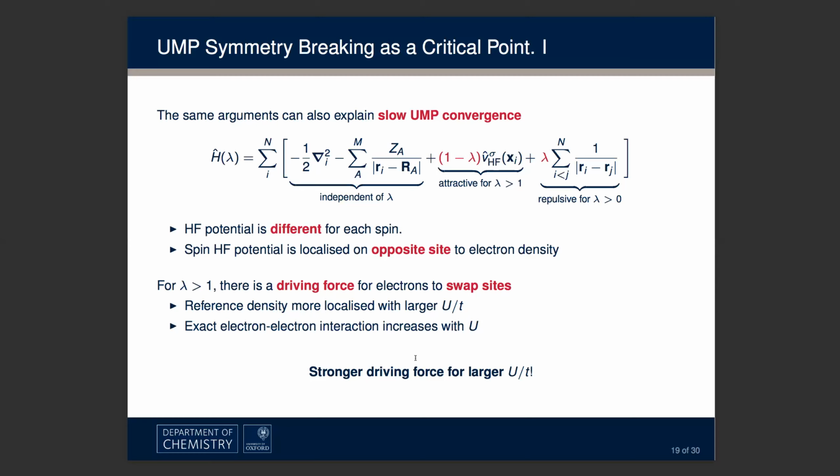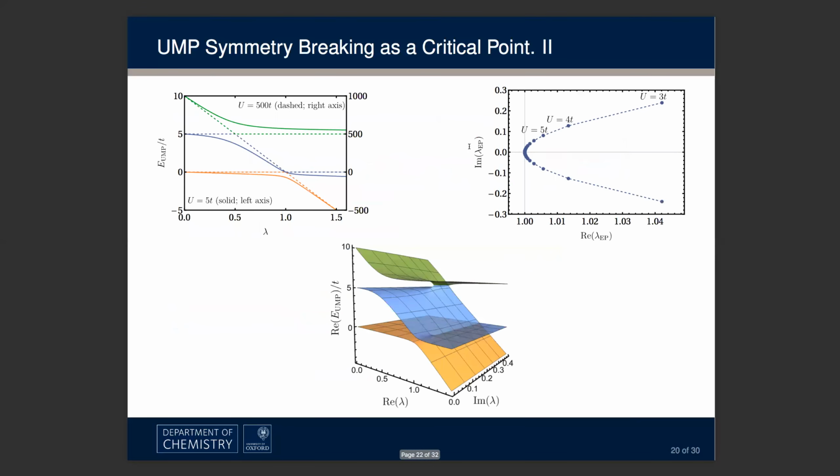But the exact electron-electron interaction, which is becoming repulsive along the positive lambda axis, is also becoming even more repulsive for large U. So this is really favoring the electrons never being delocalized over the same site. So for a large U/T, we expect to see this driving force for the electrons to swap becoming increasingly strong until eventually it will happen exactly at lambda equals 1. So as soon as there is any possible driving force for it to happen, the electrons will swap sites with each other.